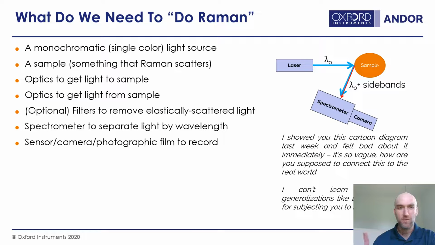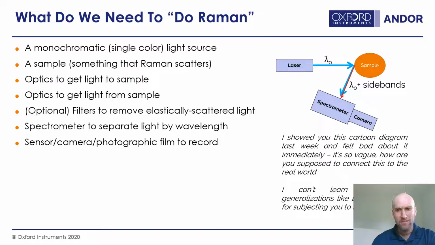So first things first, we need an extremely monochromatic light source, almost always a laser. Originally, it was some kind of mercury lamp, pre-laser, but these days it's some kind of laser. A sample, which is to say something that Raman scatters. Optics to get light to the sample. Optics to get light from the sample. Sometimes they're the same optic, like a microscope objective used in epi mode.